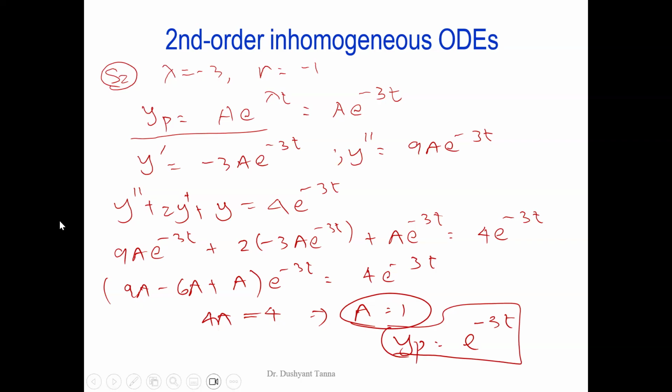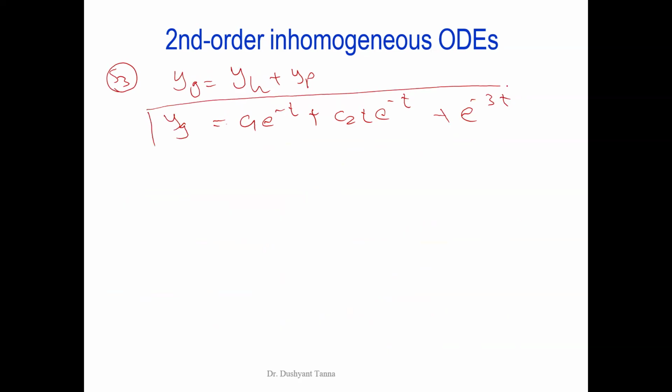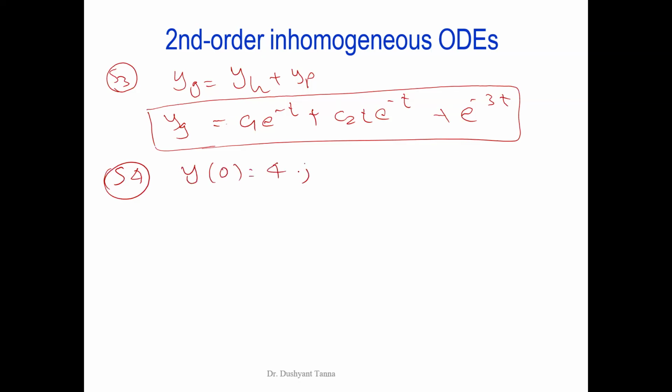That's our step 2. Now step 3, we combine it. yg is equal to yh plus yp, that is c1 e raised to -t plus c2 t e raised to -t, plus e raised to -3t. This is yg. We would have stopped here if there were no initial condition, but in our case there is. What is step 4? Initial conditions: y of 0 is 4, and y dash of 0 is -2.